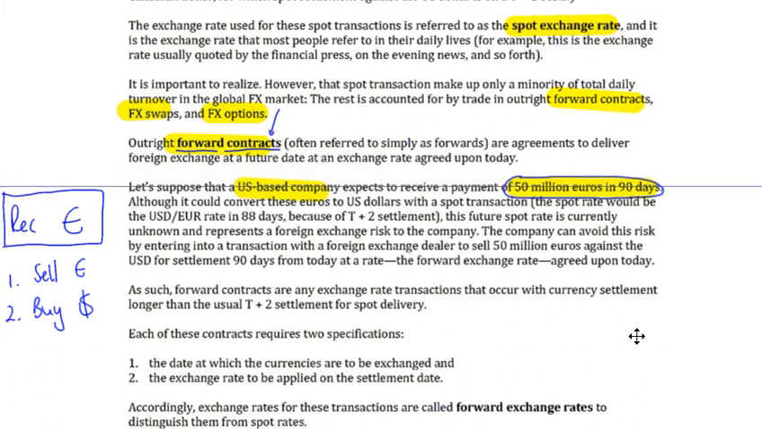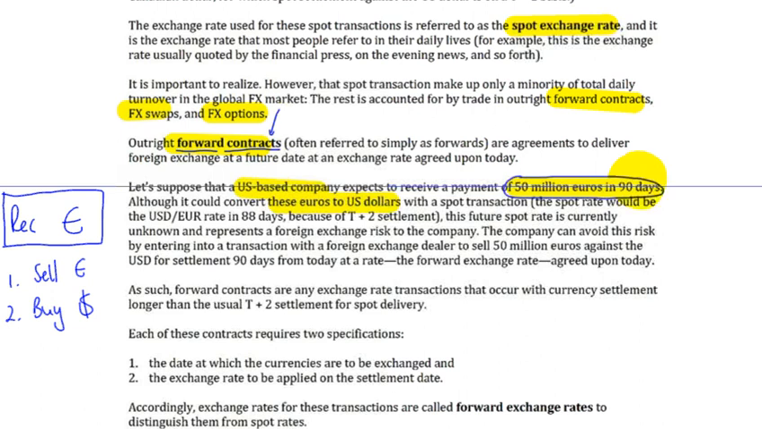Okay, although it could convert these euros to US dollars at the date, in other words, at day 90 when they receive them, what are they worried about? They're worried that in between now and that particular point in time, the rates may move against them, because we don't know what the rate will be in 90 days' time.